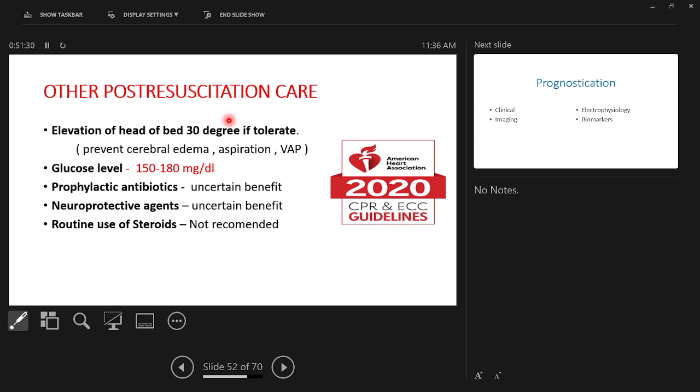Then in the studies, they have found that there is no benefit of giving a prophylactic antibiotic during the post-arrest phase or giving any neuroprotective agent. Also, the routine use of steroids is not recommended in the post-arrest phase as per the 2020 AHA guidelines.